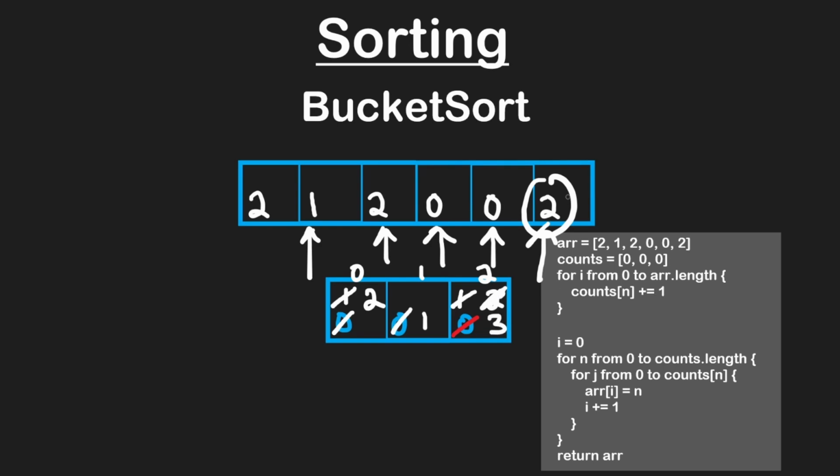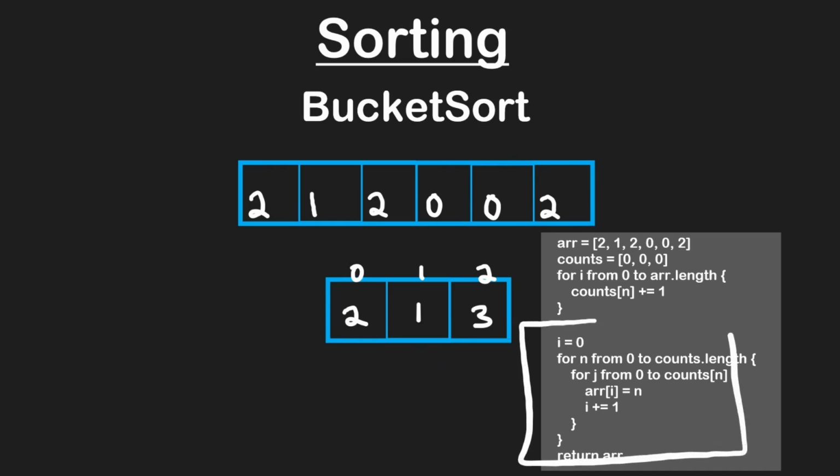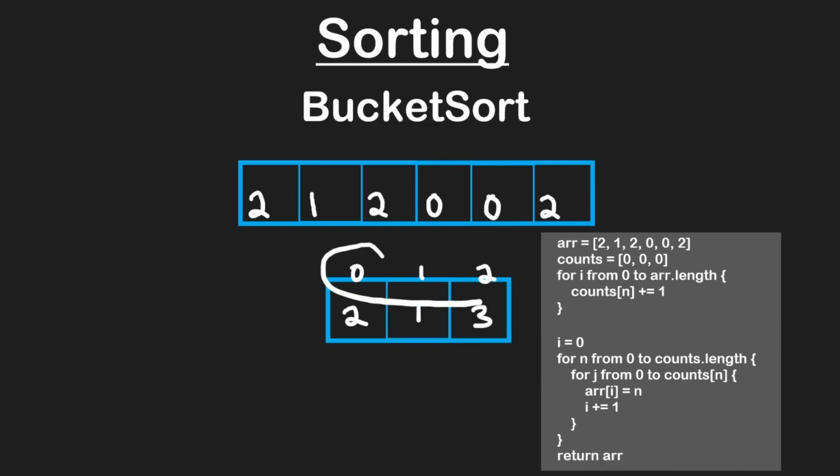So now just cleaning this up a little bit. After counting, we know we have 2 zeros, 1 1, and 3 2s. Now it's time for the second portion of the algorithm where we actually sort the array. So the reason we counted each of these values is because we know when we take this array and we sort it, of course the zeros are going to go at the beginning, then the ones, and then the twos are going to go at the end.